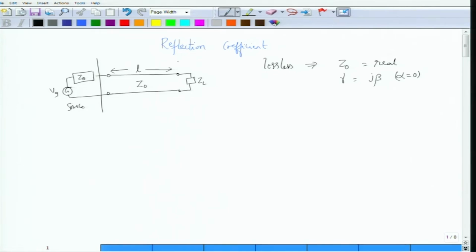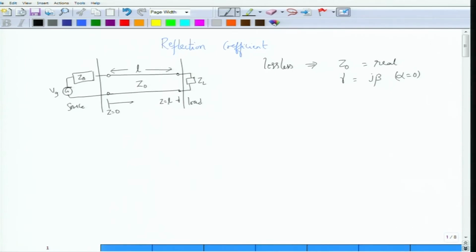Okay, now this is the load portion. The load, as I said, could be complex. The transmission line has a length L. One of the coordinates that we use would be to measure the z axis from the source end. So at the beginning of the transmission line you call this z equal to 0, therefore the end of the transmission line will be at z equal to L.